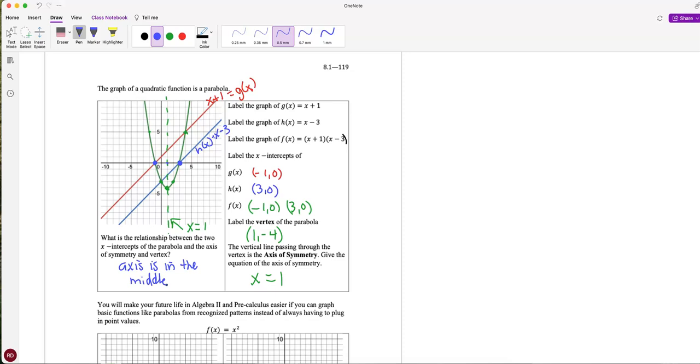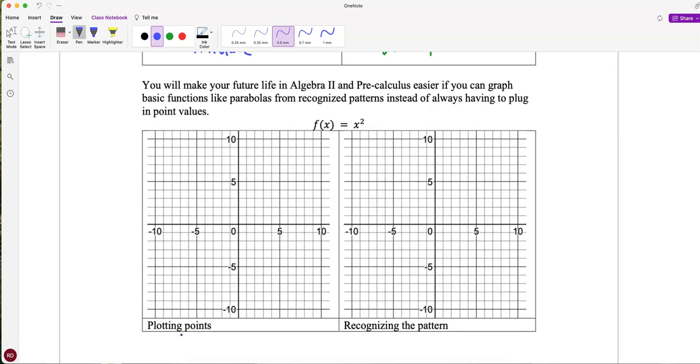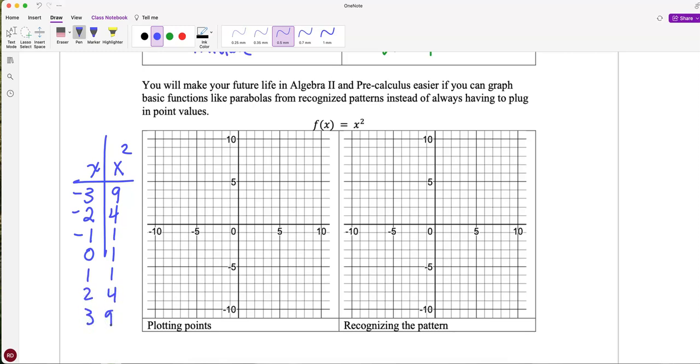Now, what we need to do is come up with a pattern for how we graph these things. You want to try to avoid having to plot points every time. Now, the first time I'm going to plot points. So x, and then I'm graphing x squared. So -3, you square it and you get 9. -2, you square it, you get 4. -1, square it, you get 1. 0, 0. And then 1, 1, 2, 4, 3, 9.